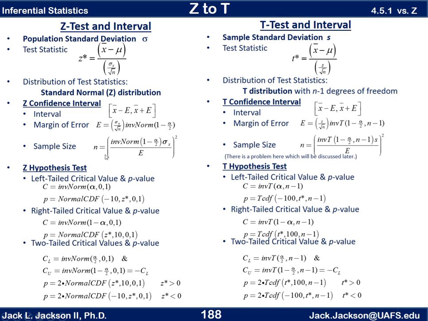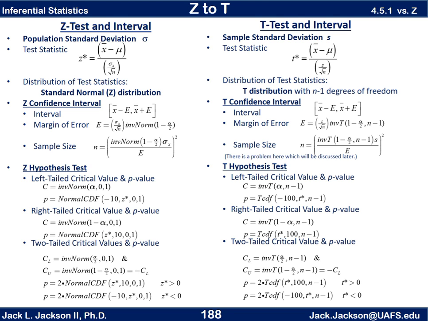The sample size over here on the z confidence interval, take the same formula that we just had for margin of error, solve it for n, and we get n equals inverse norm of 1 minus alpha over 2 times sigma of the x's divided by e, and then square the whole thing. And of course, remember, you're going to round up there. The corresponding formula for sample size in the t-interval is n equals inverse t of 1 minus alpha over 2, n minus 1 degrees of freedom, times s divided by e, and then square it.